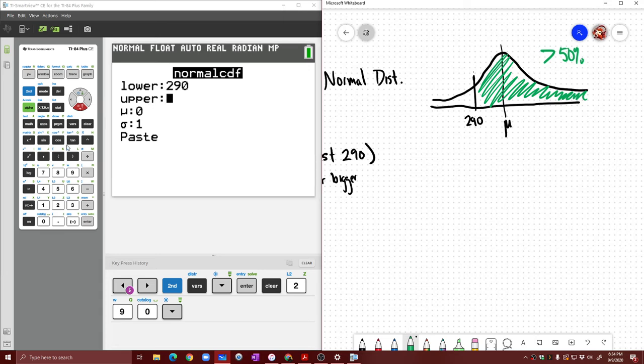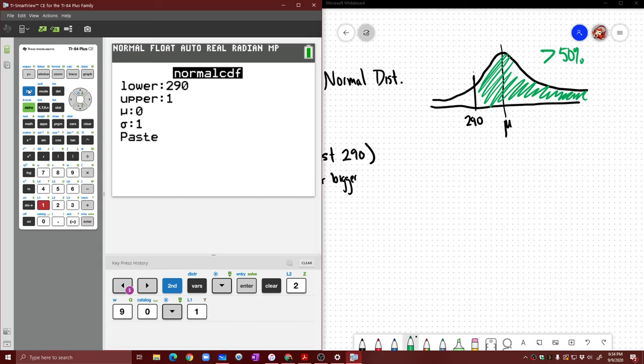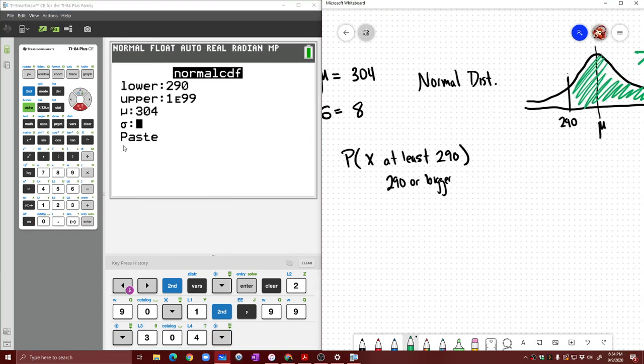The way we type infinity for the purposes of this application is 1, and then I need that double E. If you look, you'll see it where the comma is. So you go second, E, 99. That's going to be a large enough number that it's practically infinity. Now for the mean and the standard deviation, we're going to enter the numbers that were given to us: 304 with a standard deviation of 8.